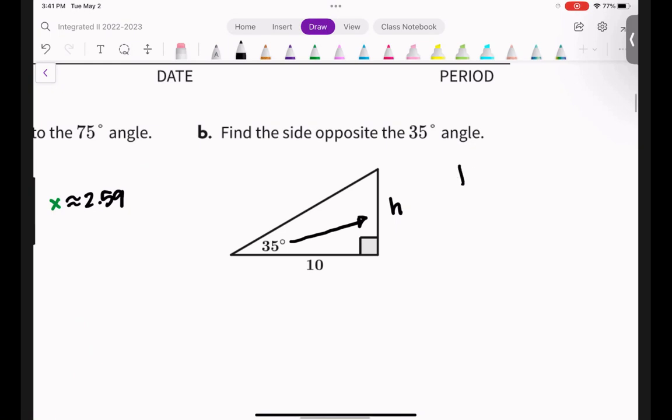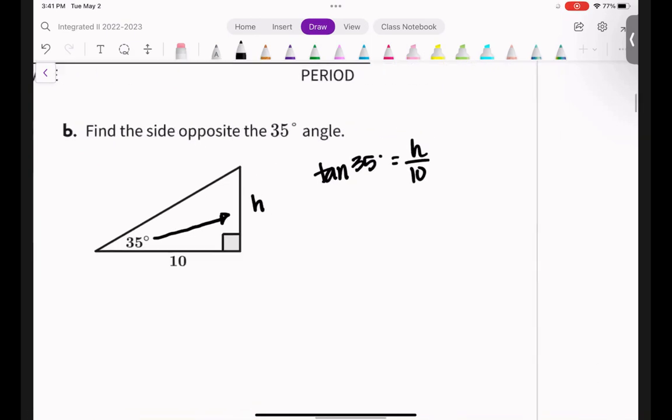So there's a couple different ways for you to figure out which way you like better, and then use that way. So the tangent of 35 degrees is opposite, which is h, over 10. And then I'm going to tell you the same thing again. So how would you solve this?